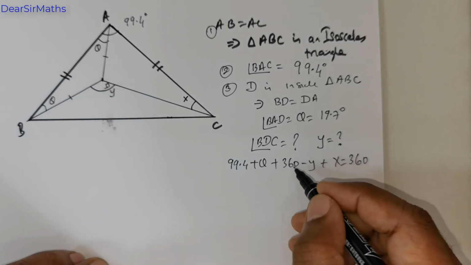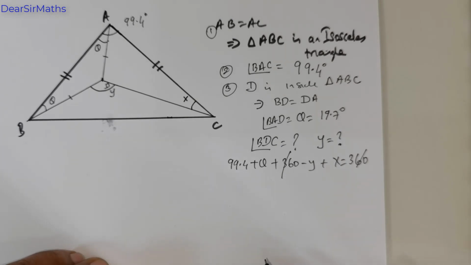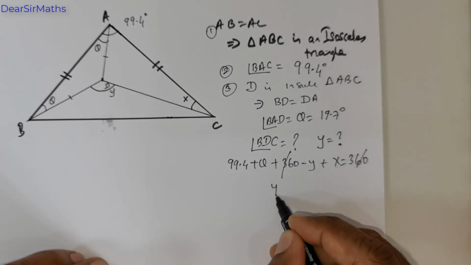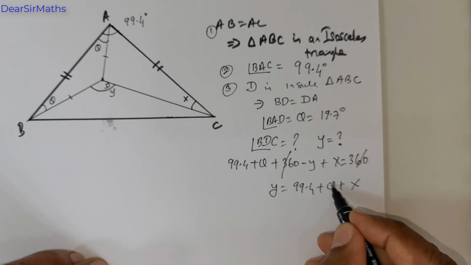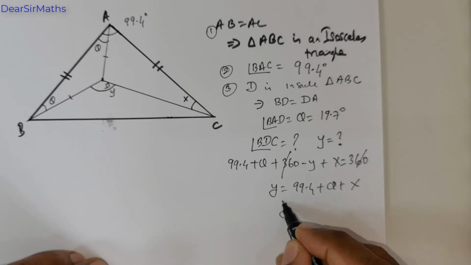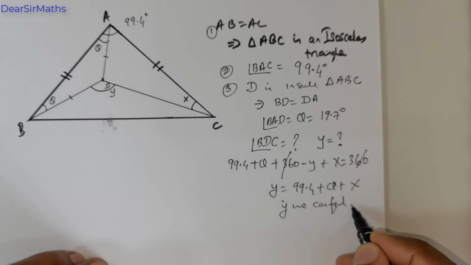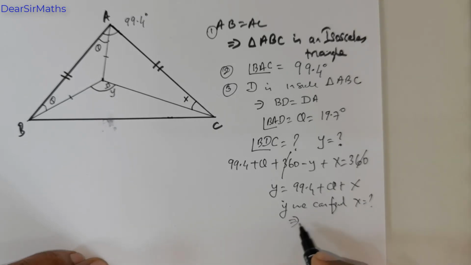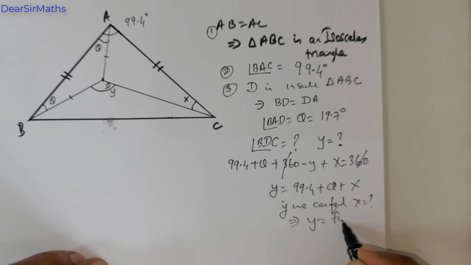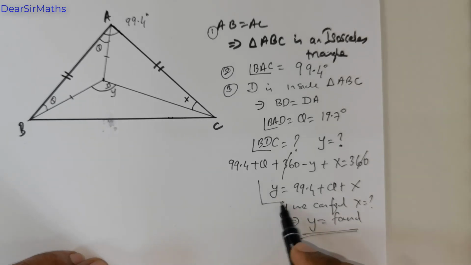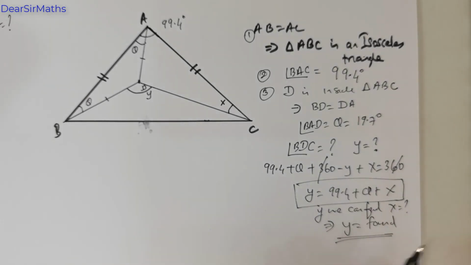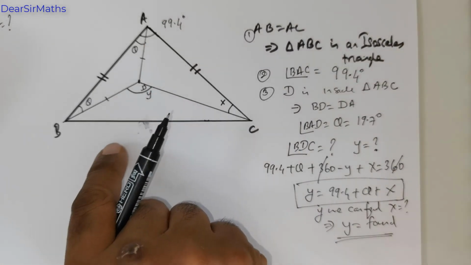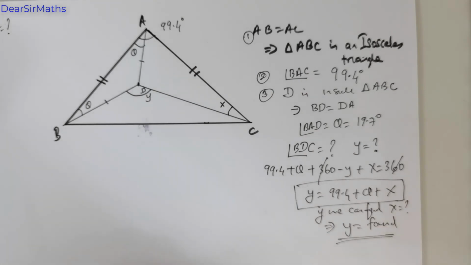So if I were to cancel this and this, and push y to the other side, y would be 99.4 plus theta plus x. In other words, if we can find x, this means y is found, right? So this is the equation we would be working with. Once we get the value of x, we would have easily got the value of y. Okay, so this is the figure given, and these are the information that have been given.